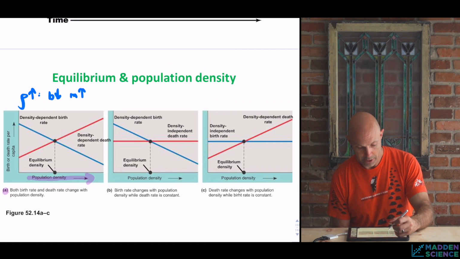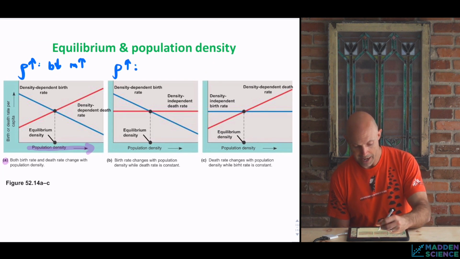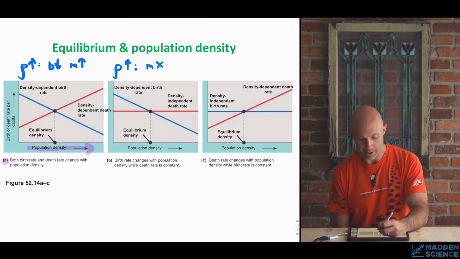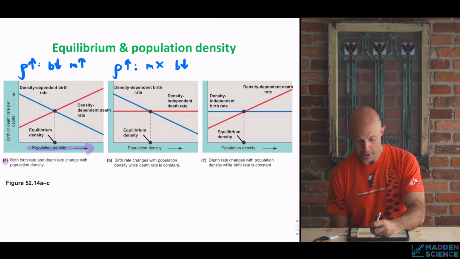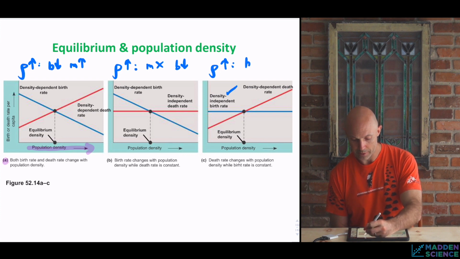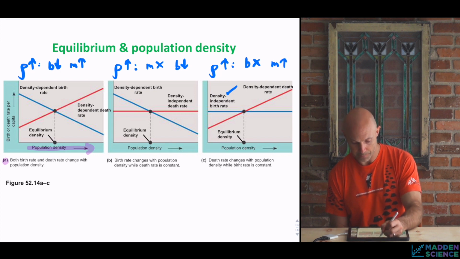In part 2, as density goes up, death rate is density independent. So the death rate doesn't change, but the birth rate does go down. And then in the third example, you've got density increasing, and in this case, the birth rate doesn't change, or it's independent, and the death rate or mortality goes up, seen here.